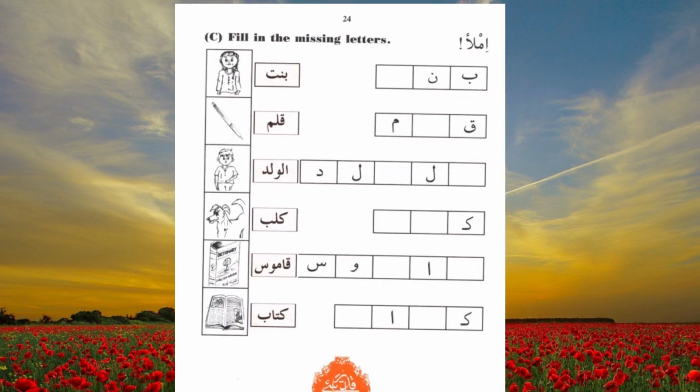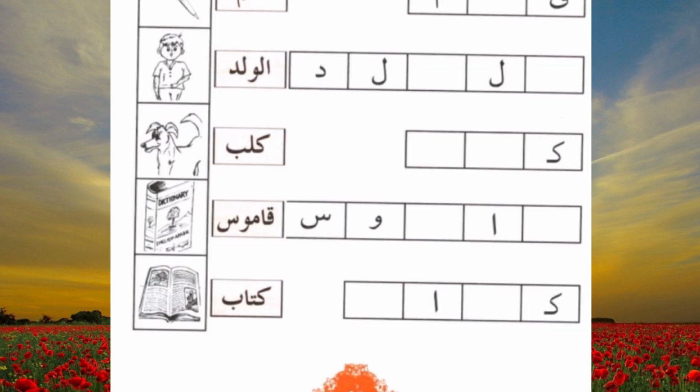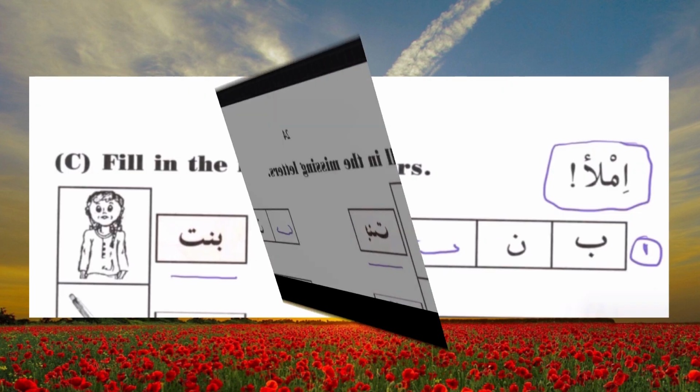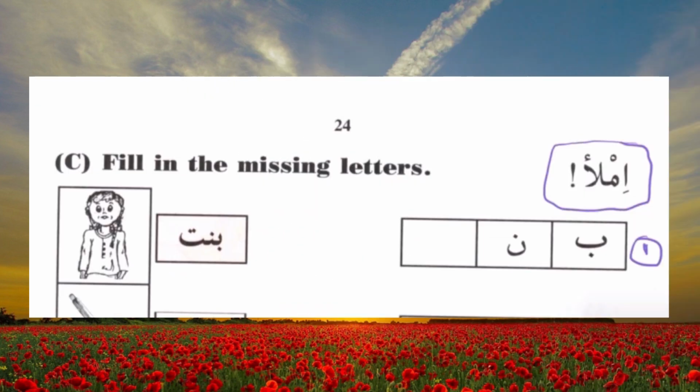Let's look at page 24, and as you can see, the first exercise is fill in the missing letters. The word fill in is imla. So first exercise, as you can see here, wahid, we have a b, a n, and we have a missing letter. But here we can see the full word, and if we look at the picture, we can see it's bint. So the missing letter is the t, bint. Just do that again. The missing letter is the t. Right. So that gives us bint.